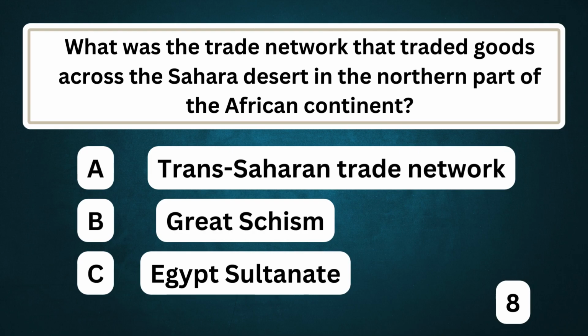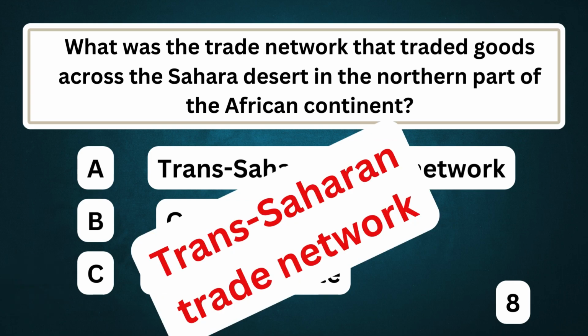What was the trade network that traded goods across the Sahara Desert in the northern part of the African continent? The Trans-Saharan Trade Network facilitated trade across the Sahara Desert in Africa.